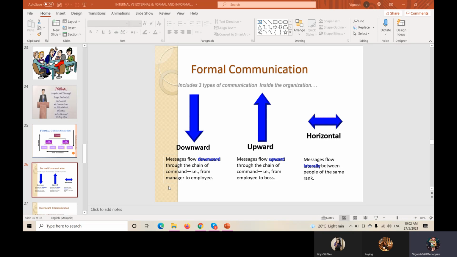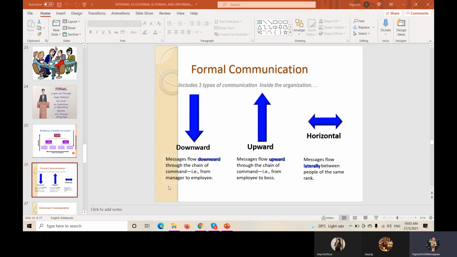managers to the employees. Messages flow downwards through the chain of command, meaning the message passes from the manager to the employee. Upward means from the employee to the boss or to the manager. From the arrow here you can see downwards means from the top level to the lower level. Upward means from the lower level to the upper level, the top level management, meaning you pass the information to your boss. Horizontal means literally between people of the same rank.